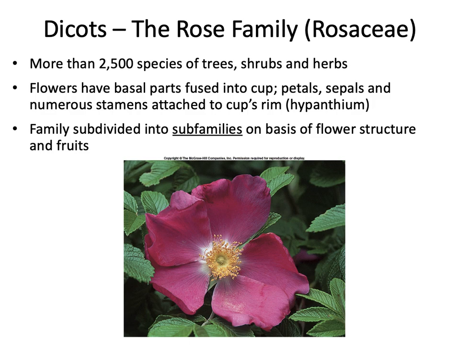Next up is the rose family, which is the Rosaceae. It's again relatively small. There's about 2,500 species, but it's quite diverse. There's trees, shrubs, and herbs, so all types of plants. The flowers have basal parts that are fused into a cup. The petals, sepals, and numerous stamens are all typically attached to the cup's rim, and this flower pattern is called the hypanthium, which is unique to the roses.